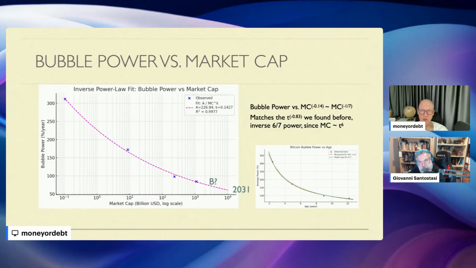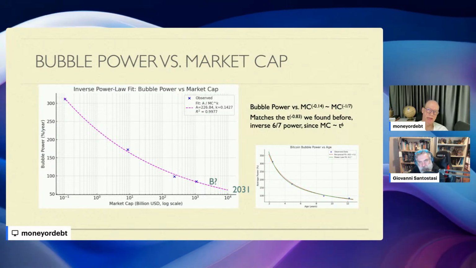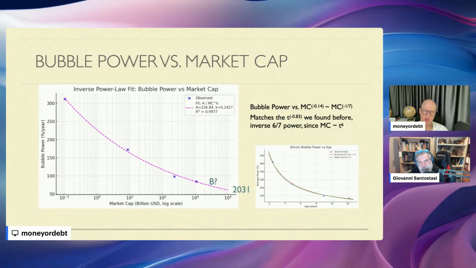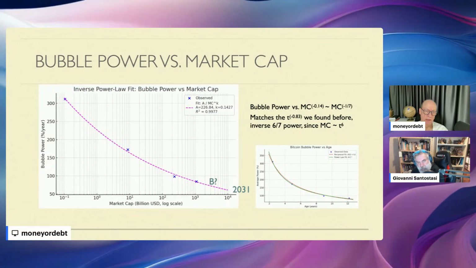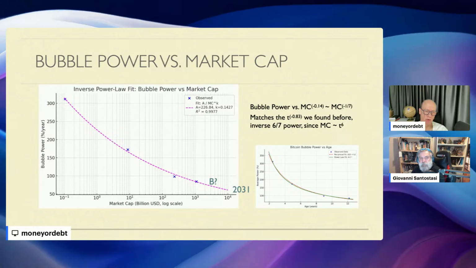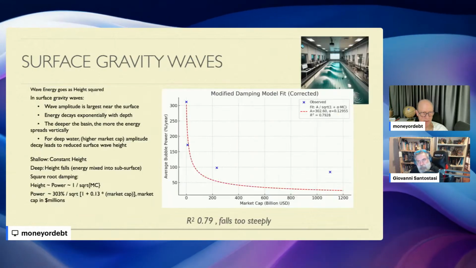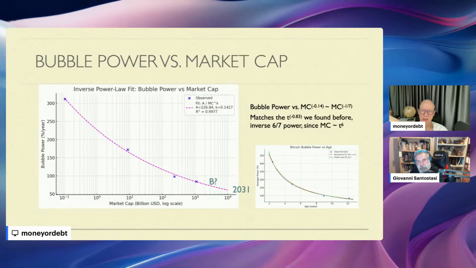But then if we go straight to just fitting the bubble power versus a market cap using a power law, well, it fits extremely well. The R squared is over 0.99. In a way, not surprising. You've only got 4 data points. You can get high R squared with 4 data points, but not if you have the wrong model, right? Not if your model is imprecise.